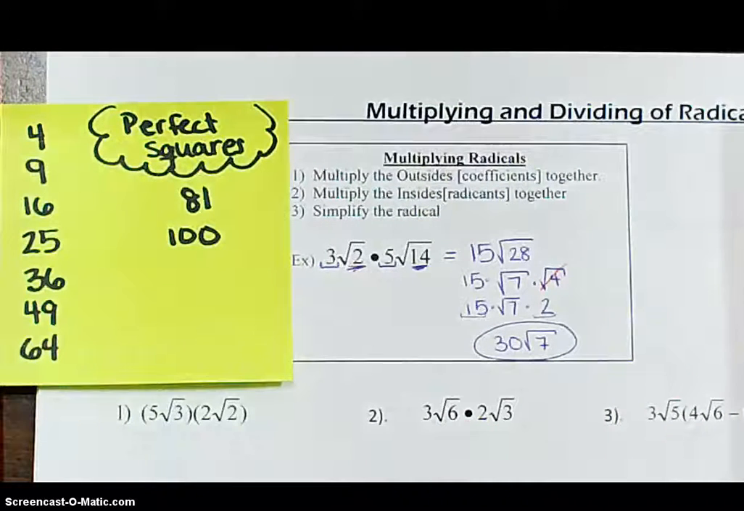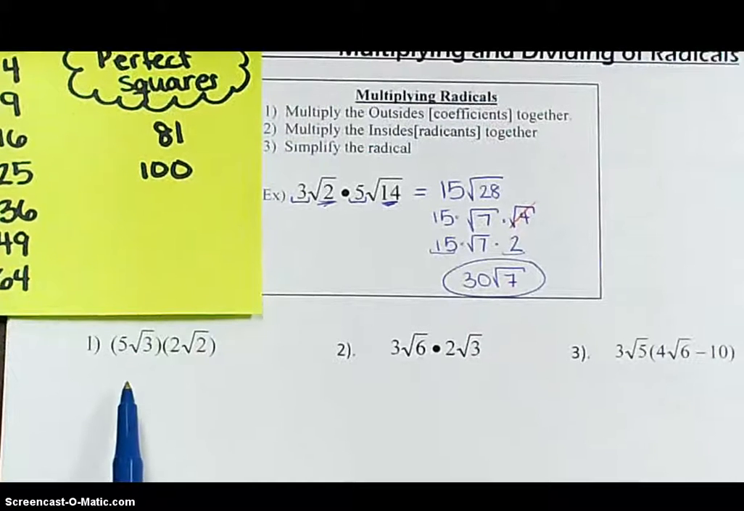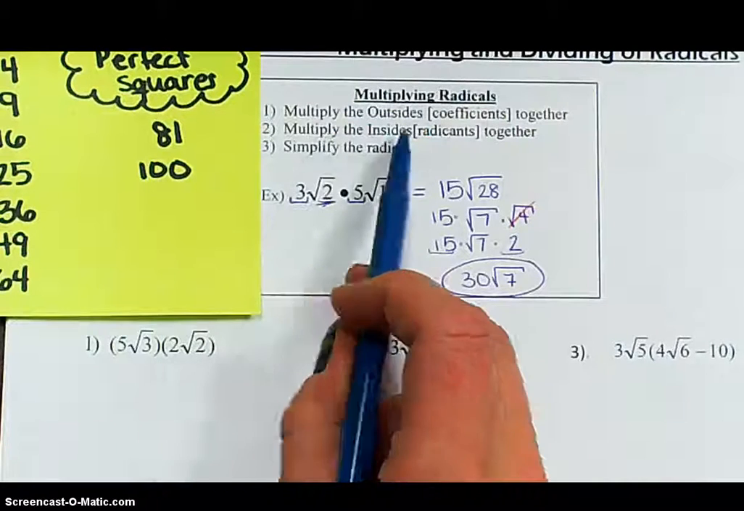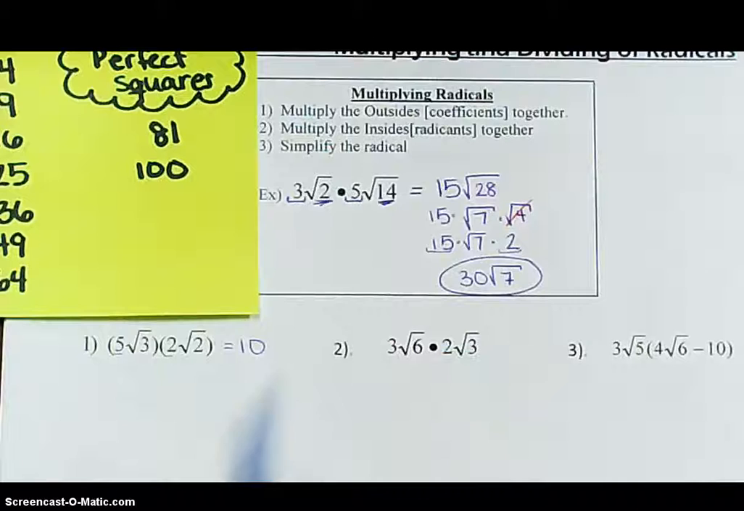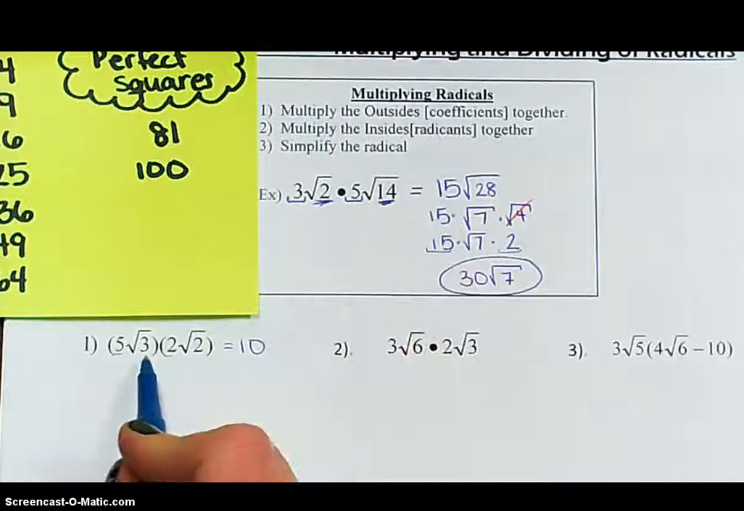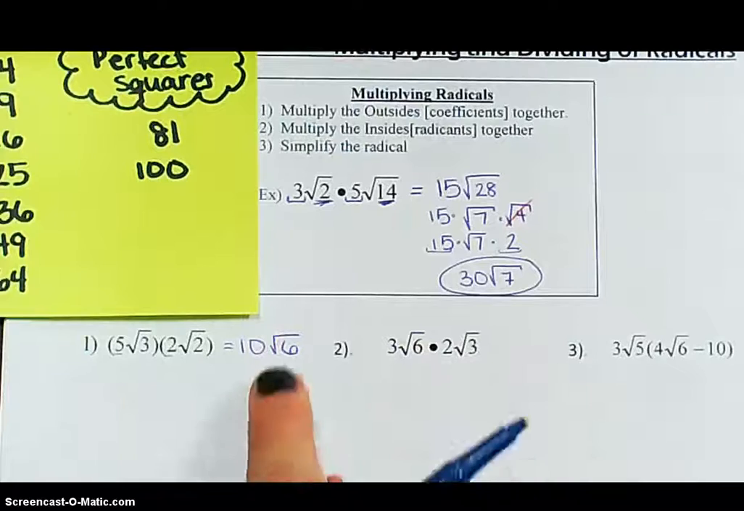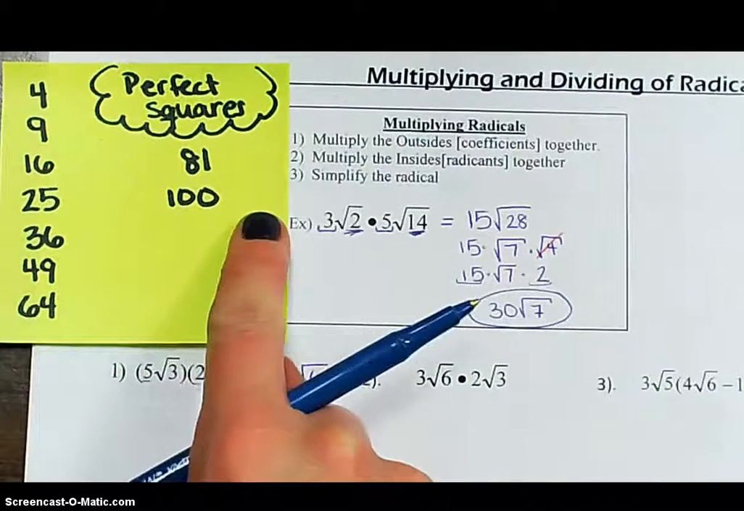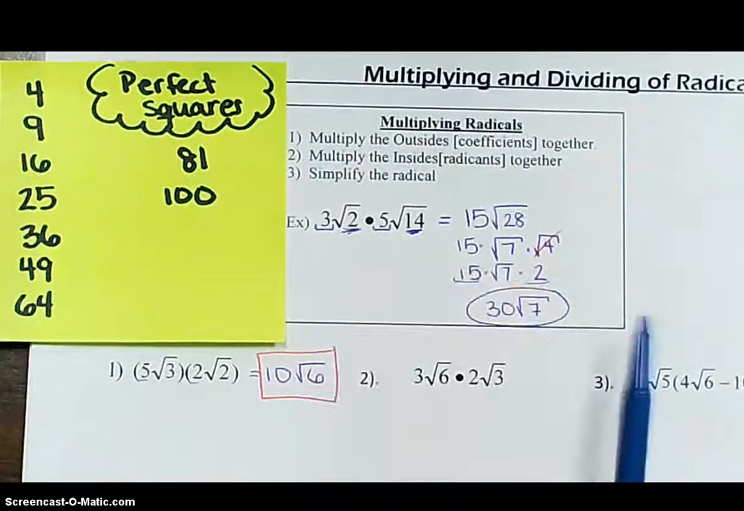All right, so let's go down now and let's practice a few multiplication problems. So number 1, we have a radical times a radical. So we're going to follow through the same rules. Multiply the outsides. 5 times 2 is 10. Multiply the radicands. So radical 3 times radical 2 is radical 6. Now, can we simplify radical 6? Is there a perfect square that goes into it? Nope. So that is our final answer.